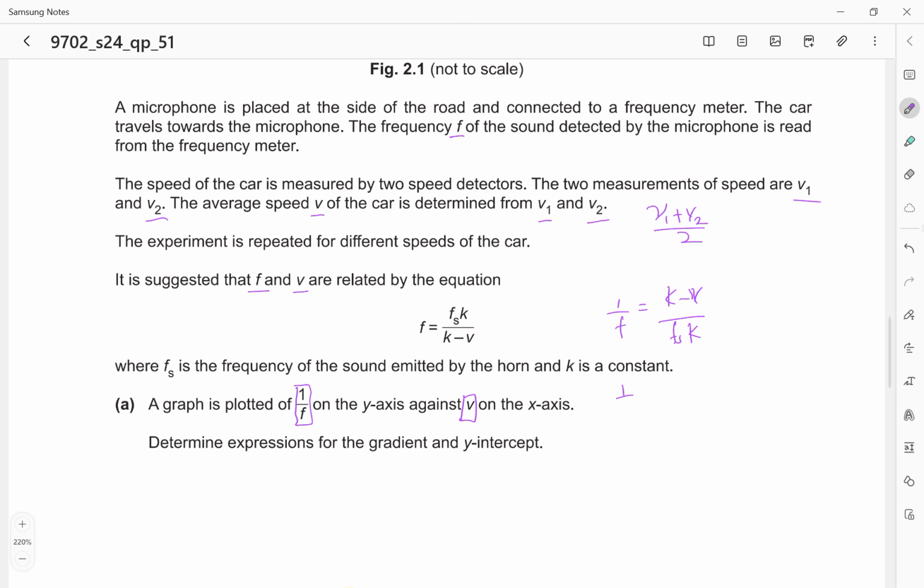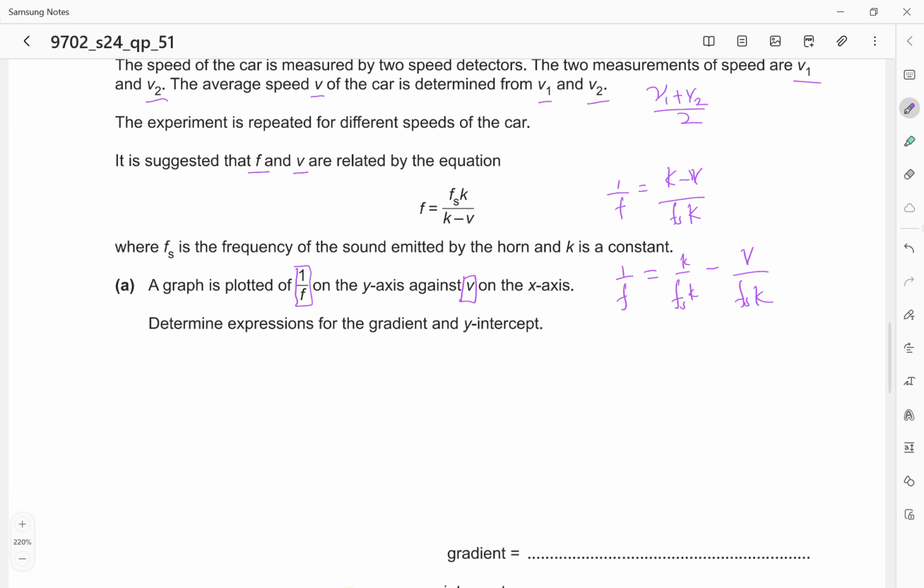So this means 1 over F. I must also make sure that V stands alone. So 1 over F equals K divided by Fs times K minus V divided by Fs times K. So this means 1 over F is equal to negative 1 over Fs times K, then plus K over 1 over Fs.